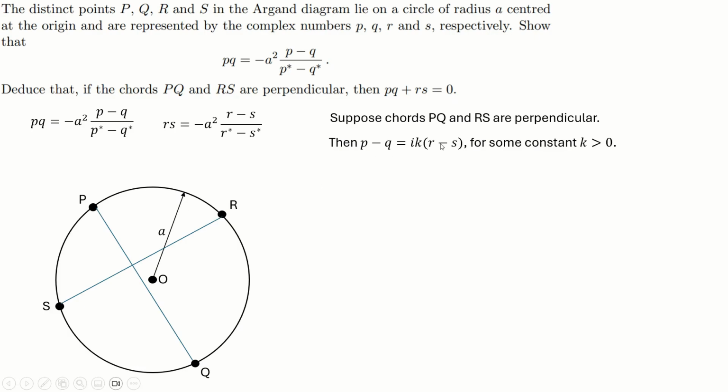Now, what does this mean here? Well, p minus q, think of complex numbers as just being like vectors, right? This P to Q as a vector is just p minus q, right?